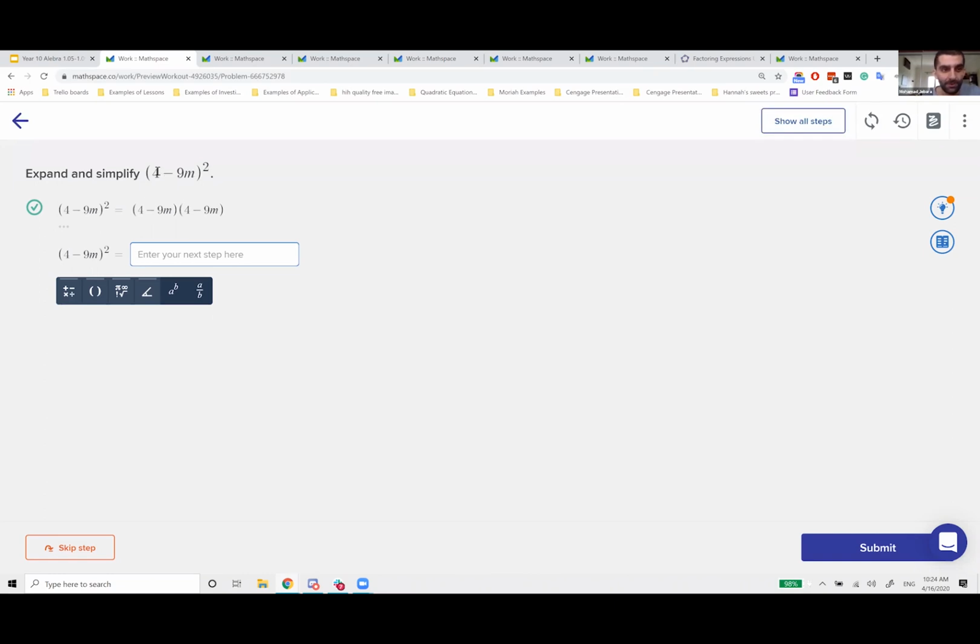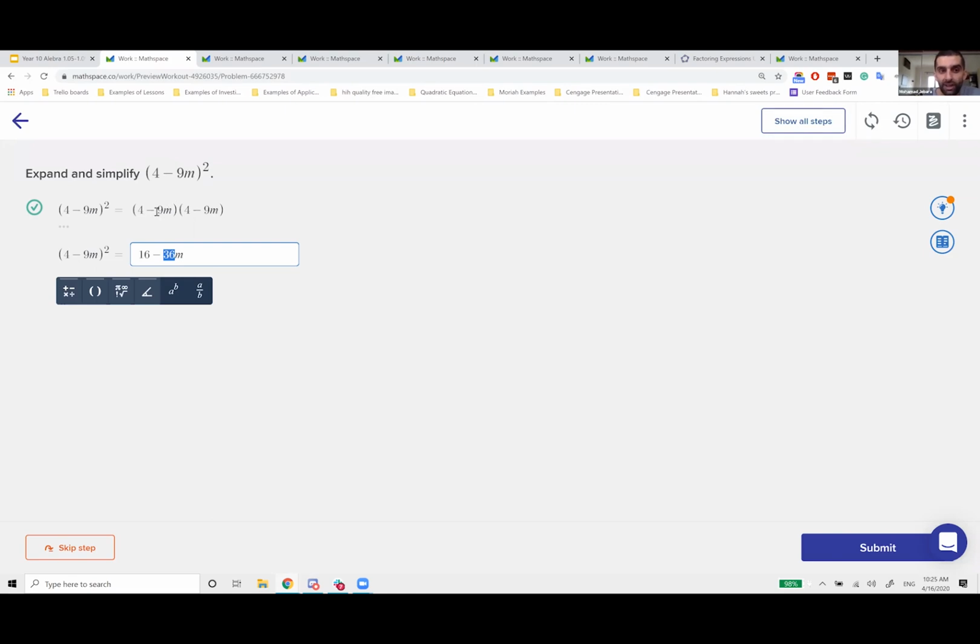So all we do is say, okay, the first thing we're going to do is the 4 times the 4. We're just going to square that first number. And then the second thing we're going to do is multiply these two by each other and double it. Multiplying 4 by minus 9m, again, always take care with the negative. It's a positive times a negative, so it's going to give us a negative. Multiplying them together gives us negative 36m, but then I'm going to double it, because it's going to happen twice.